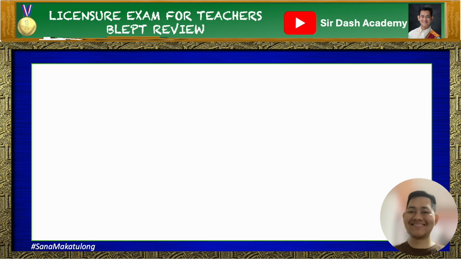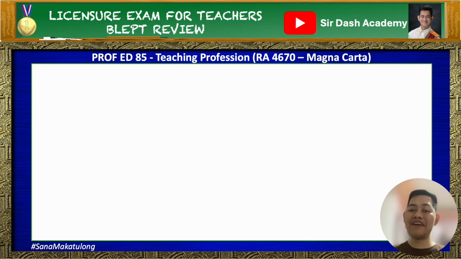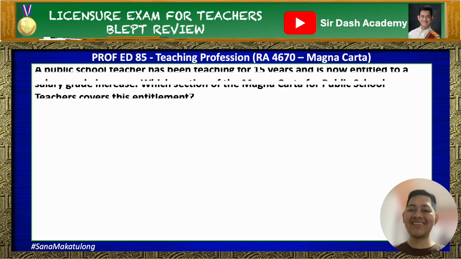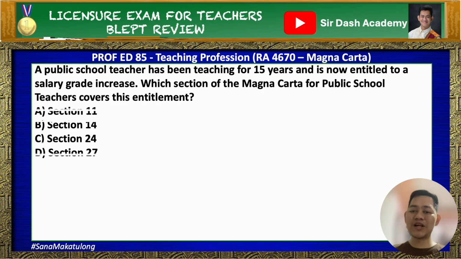God bless. Prof Ed 85, Teaching Profession, RA 4670, Magna Carta. A public school teacher has been teaching for 15 years and is now entitled to a salary grade increase. Which section of the Magna Carta for public school teachers covers this entitlement? A. Section 11. B. Section 14. C. Section 24. Or D. Section 27. Pause this video and try to answer it on your own. Go!